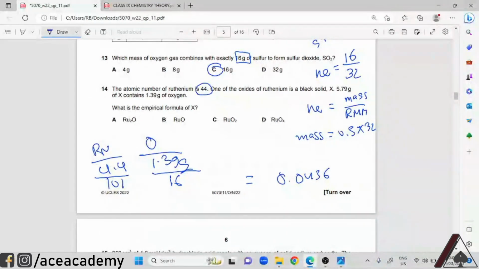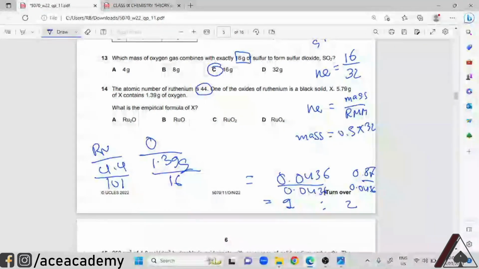For ruthenium, it gives us something like 0.87. And then if we calculate the simple ratio, we will see that we get 1 over here and we get 2 over here. So Ru is to O equals 1 is to 2. As a result, the correct answer is option C, which is RuO2.